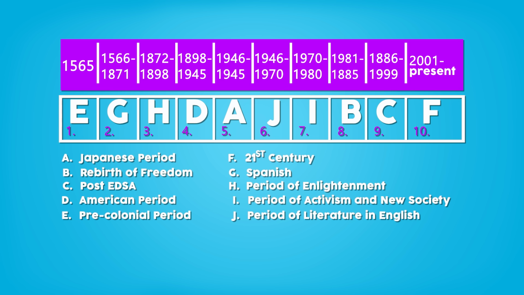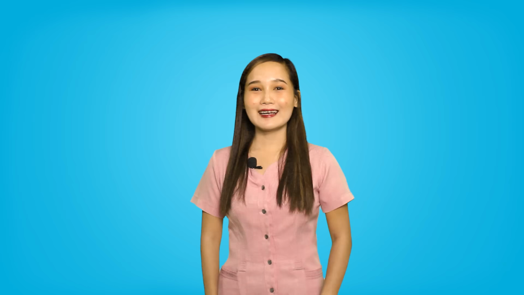Then from 1946 to 1970, we had a significant period for Filipino literature in English. 1970 to 1980 was a period of activism and the new society. The new freedom era was from 1981 to 1985. Post-EDSA was from 1986 to 1999. And 2001 up to the present marks the 21st century. Got everything correctly? Task unlocked. Let's hop on to the next adventure.